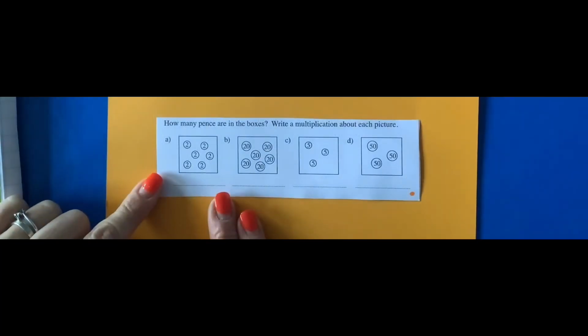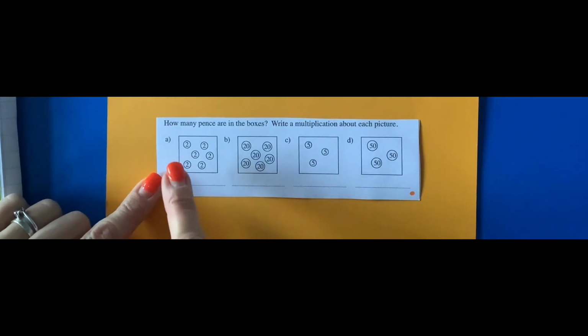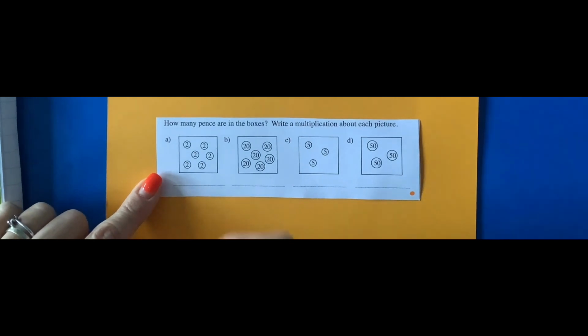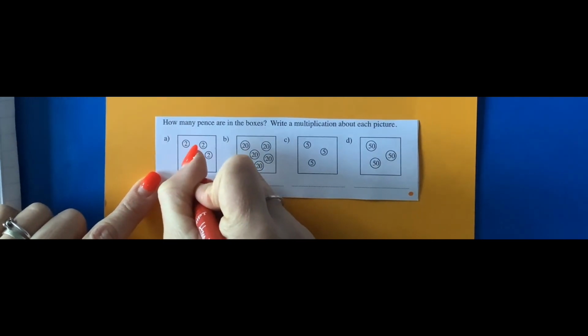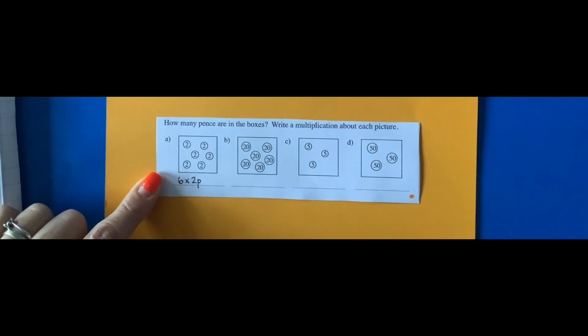How many pence are in the boxes? Write a multiplication about each picture. Okay, so I've got some 2p's here. I've got 1, 2, 3, 4, 5, 6 2p's. So I've got 6 times 2p.